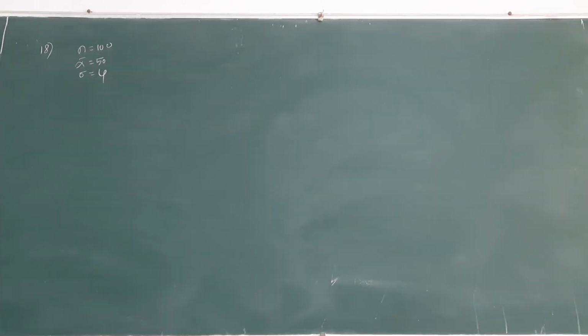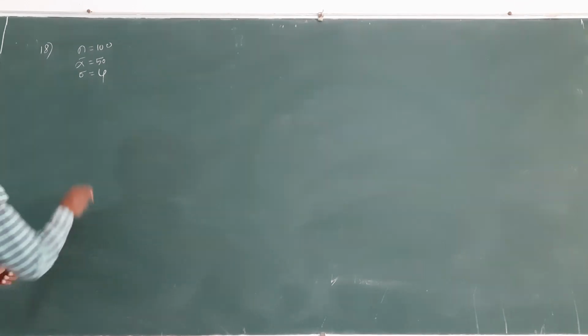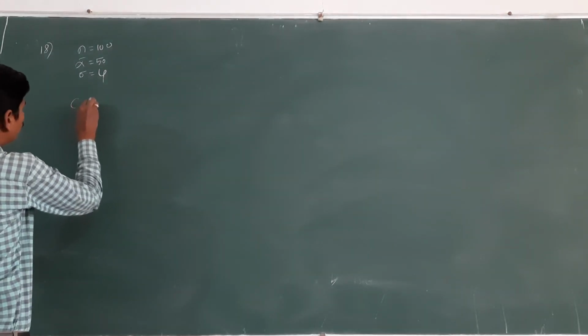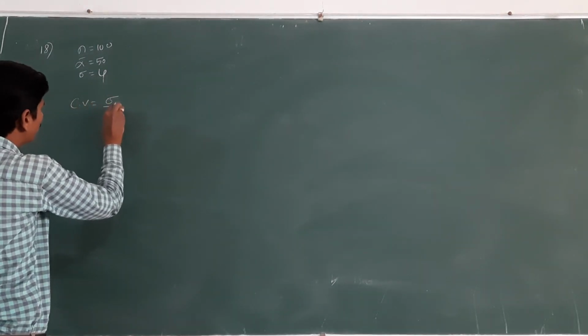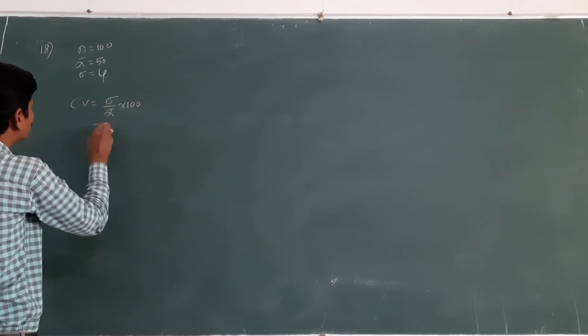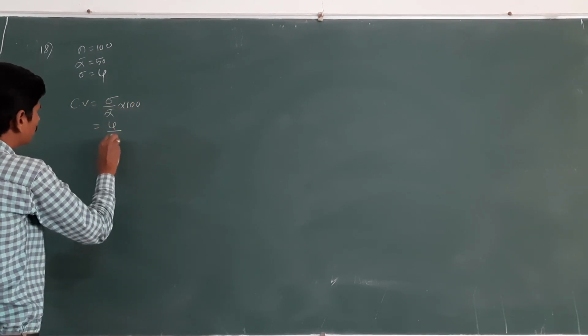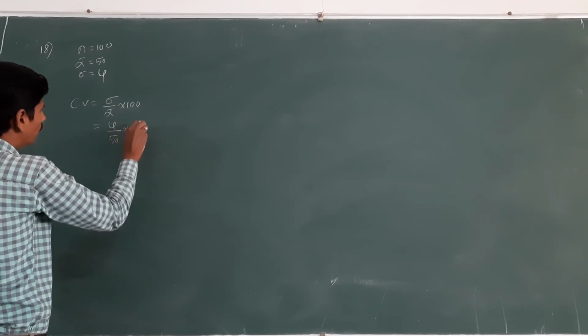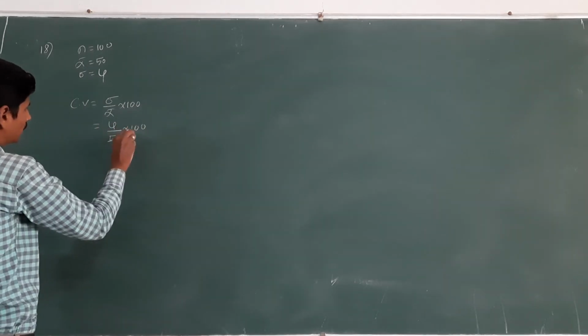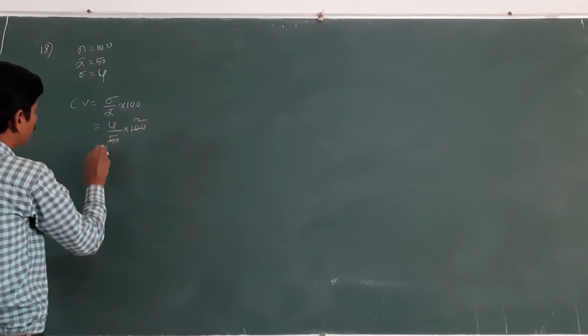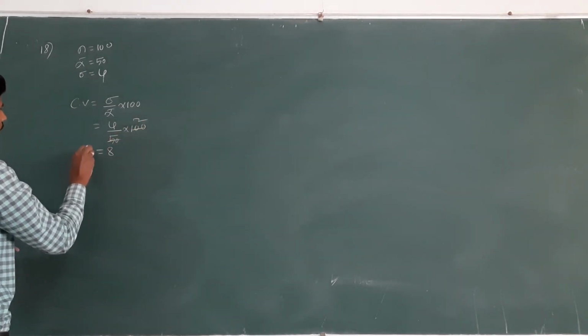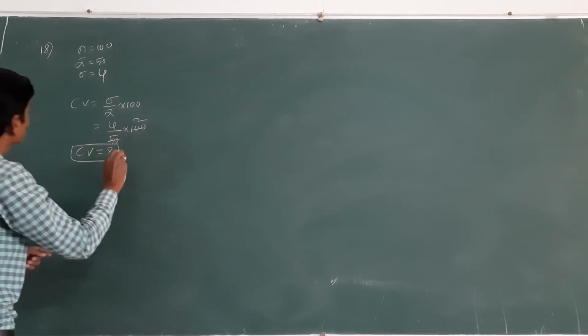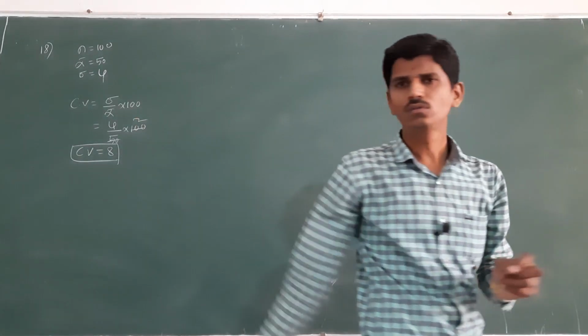Here n, x bar value and sigma are given. The mean and standard deviation are 50 and 4 respectively, and the number of observations is 100. Find the coefficient of variation. Here CV equals sigma by x bar into 100. Sigma value is 4 and x bar value is 50, into 100. 5 ones are 50, 2 fours are 8. Here CV equals 8. Coefficient of variation equals 8.